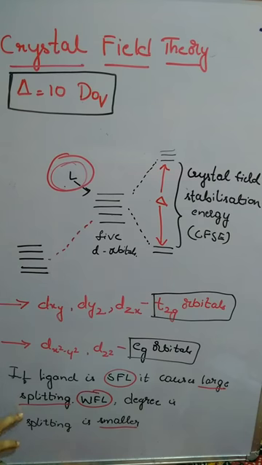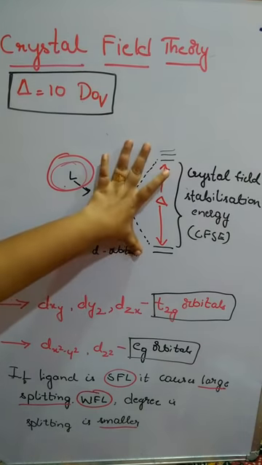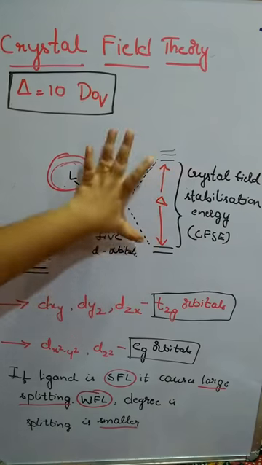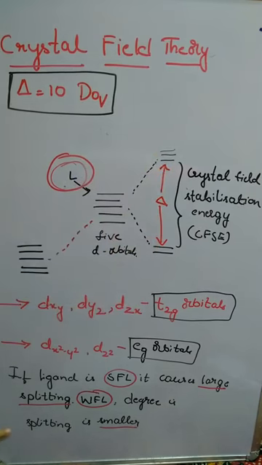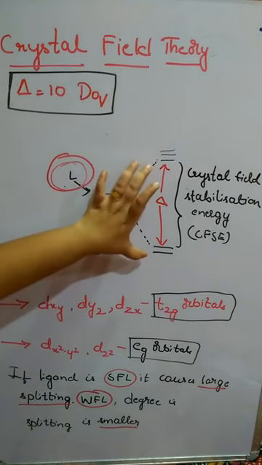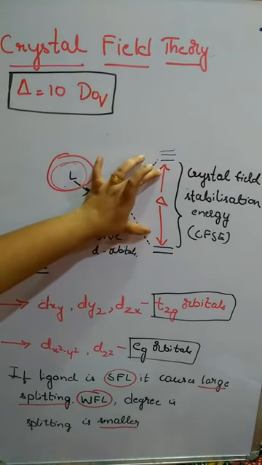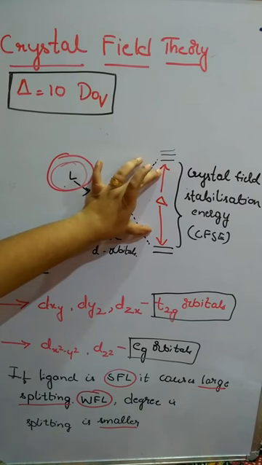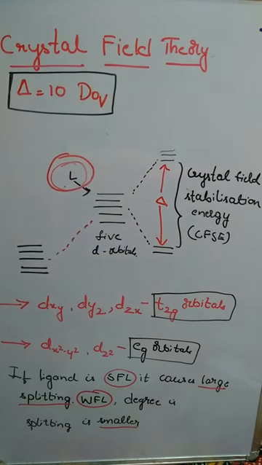So if the splitting is larger, these orbitals will be far from one another. If it is smaller, then they'll be very close to one another. So the orbitals will come closer to one another. Splitting energy will be less. Crystal field stabilization energy will be very, very less.